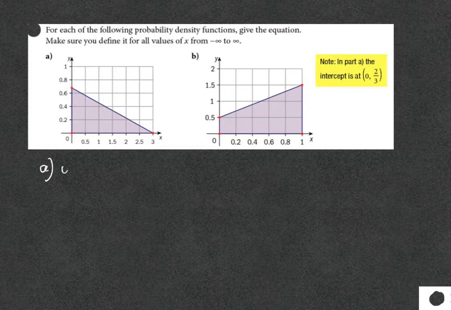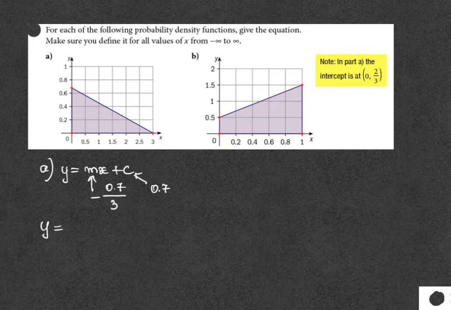The equation of a line is y equals mx plus c, with m the gradient, so rise over run. 0.7 is a rise, and the run is 3. It's a negative gradient. And c is the y-intercept, which is 0.7. So the equation of this line is y equals minus 0.7 over 3x plus 0.7.